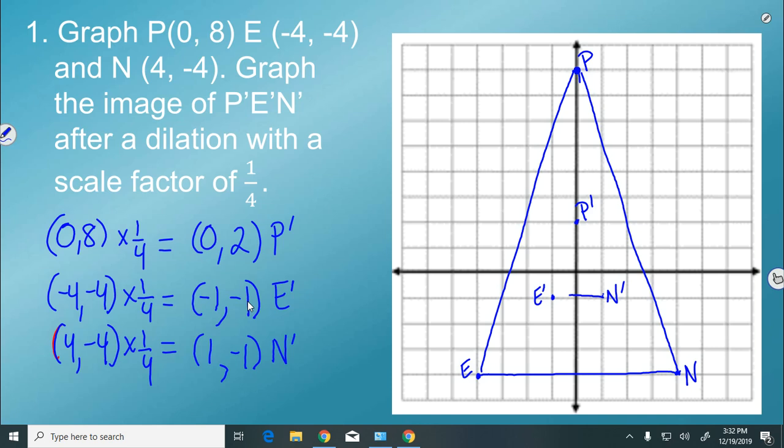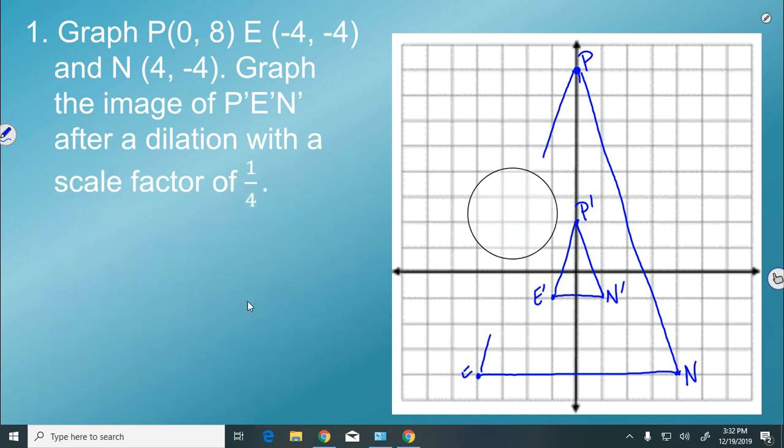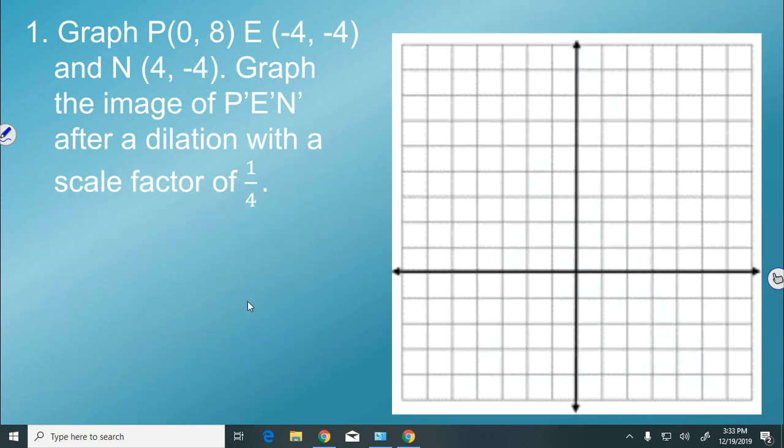And there is our smaller shape, our smaller triangle that is closer to the origin because we made it shrink, not enlarge. So again, if the shape is being dilated with a scale factor less than 1, it's going to come closer to the origin. If it's being dilated with a scale factor greater than 1, it's going to go further away from the origin. And we'll see that again in a moment. Okay, next one.